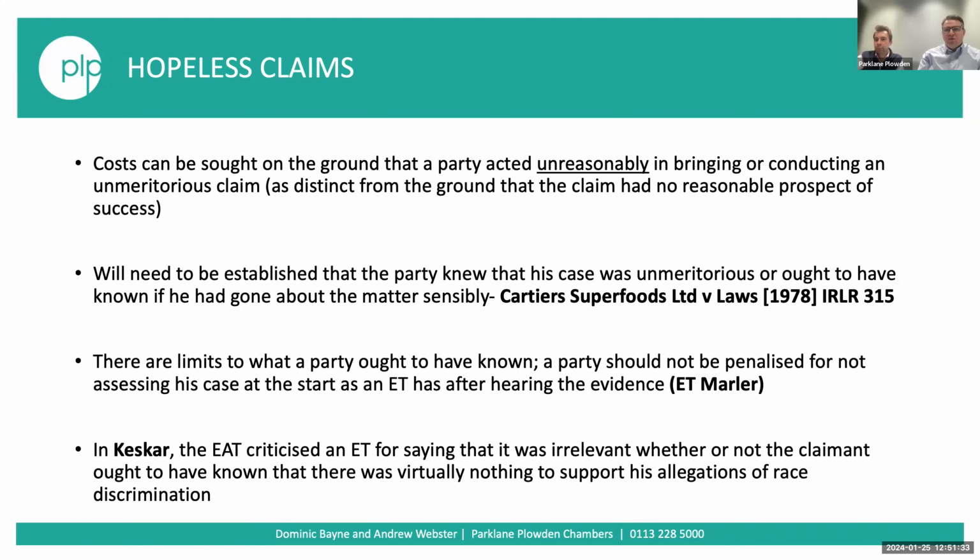In the case of a no reasonable prospects application, of course, it would be an objective test, as I'll come to in a minute, whereas in relation to an unreasonableness application, it's not quite so simple. As you'll see from the second bullet point, what the tribunal want to see established is that either the party knew that his claim was unmeritorious from the start, or at any rate, per Cartier, that they ought to have known if they'd gone about the matter sensibly. My personal experience is perhaps one is more likely to recover a greater quantum of costs if the tribunal forms a view that the other side has acted unreasonably. But apart from that, and the objective nature of a reasonable prospects application, it seems to me you bring both and see where the chips fall.